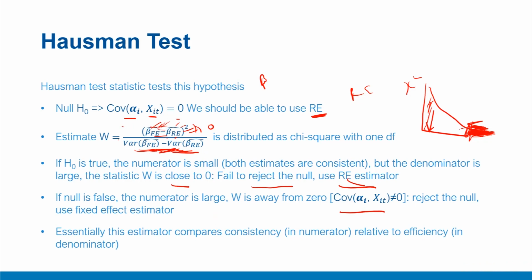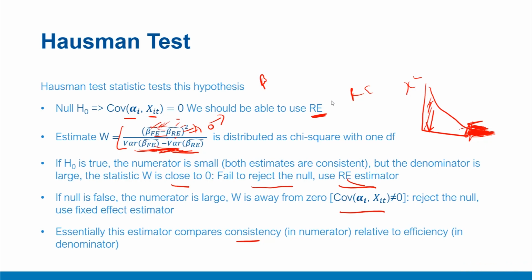So essentially, if you look at this test statistic, the numerator is sort of the consistency property and the denominator is sort of efficiency. So here we are looking for a sort of trade-off between consistency in the numerator and efficiency in the denominator.